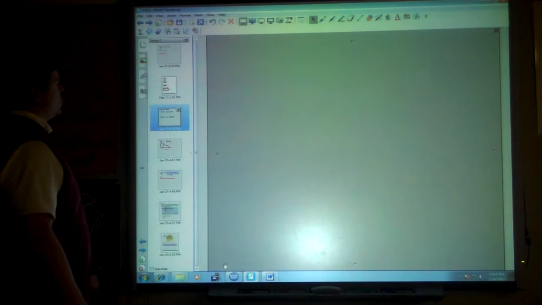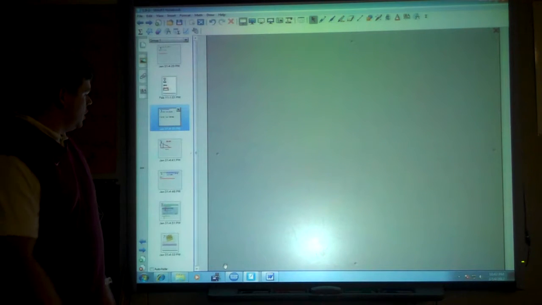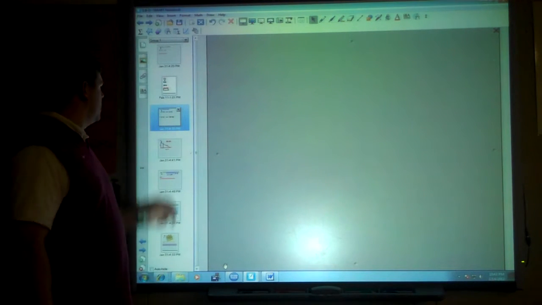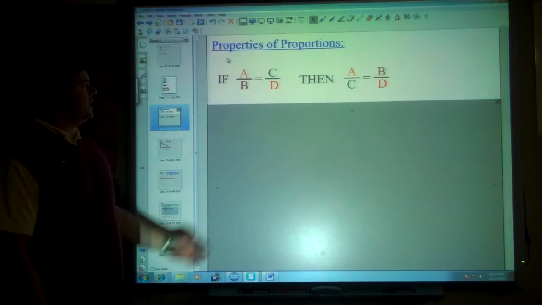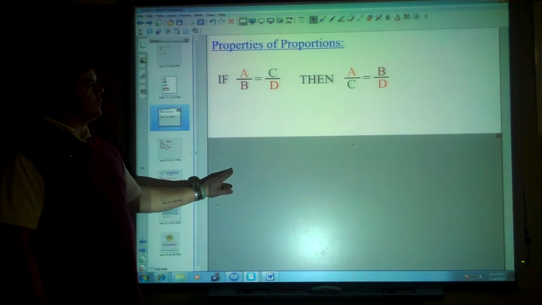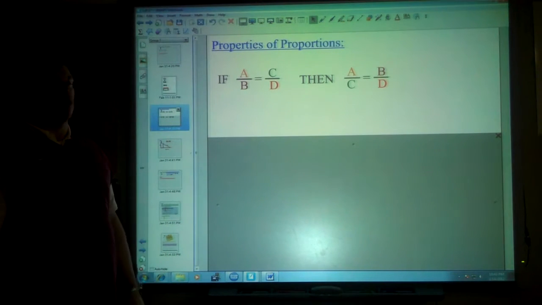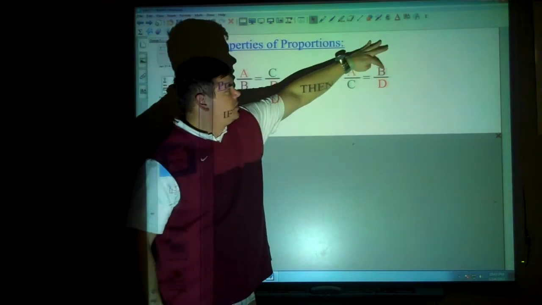Geometry lesson 8-2. We've been dealing with proportions and how we can solve those proportions. So we're going to look at a few problems and some other scenarios involving properties of proportions. Now, it says here that if A over B is equal to C over D, then A over C is equal to B over D.